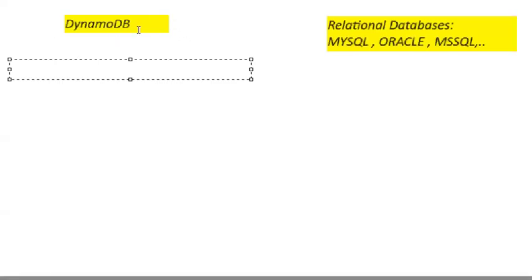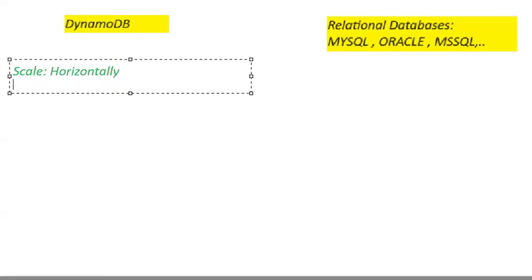Let's see the comparison between DynamoDB and relational databases. So let's see how they scale. DynamoDB scales horizontally. So what does horizontal scaling mean?